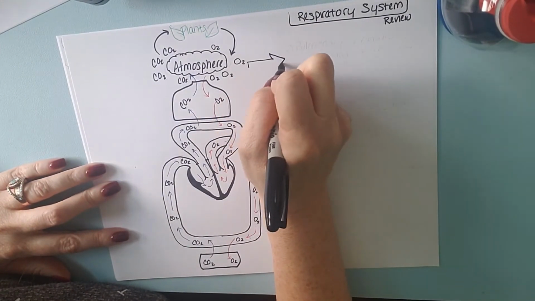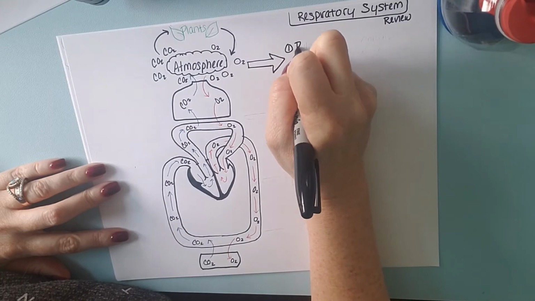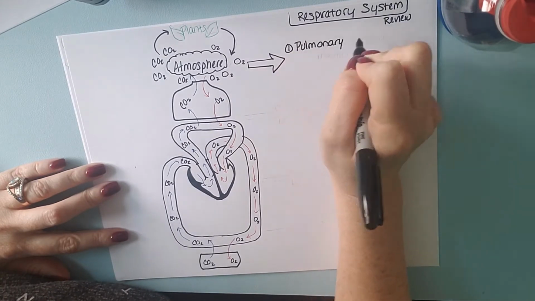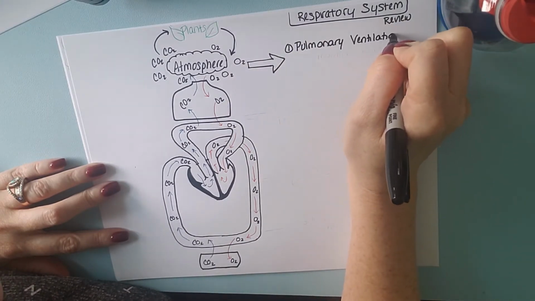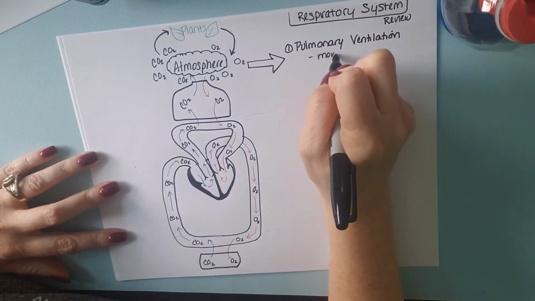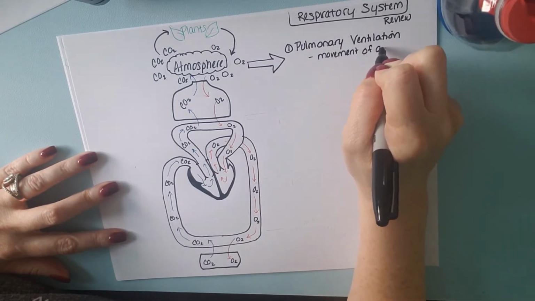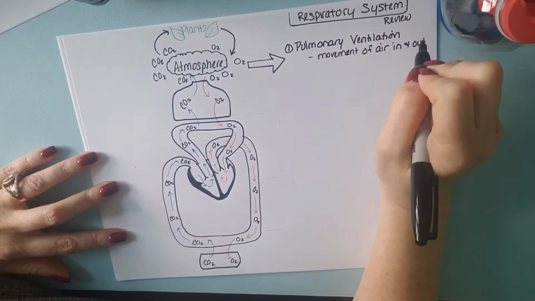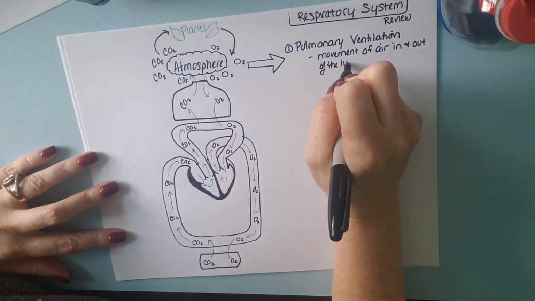The important part is the respiratory system has 4 sections. The first is pulmonary ventilation. That's when the oxygen goes into the lungs. Movement of air in and out of the lungs.